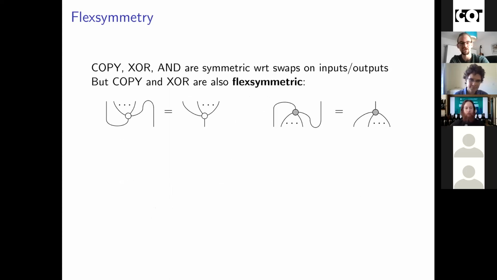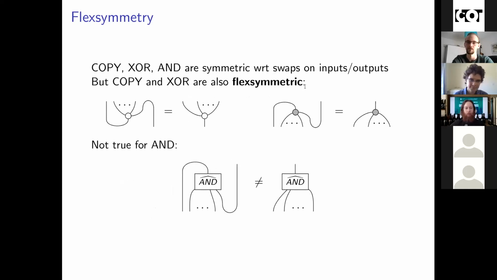But there's a special thing about XOR and copy, which is that they are flex symmetric, a term introduced by Titouan Corrette, who will give a talk after this one. It says that if we interchange an input and an output by applying this cup and cap, and you can think of these as sort of Bell states and a Bell effect, we still get the same thing. So it's also symmetric with respect to inputs and outputs. And this is not true for the AND gate. So there's something special going on.